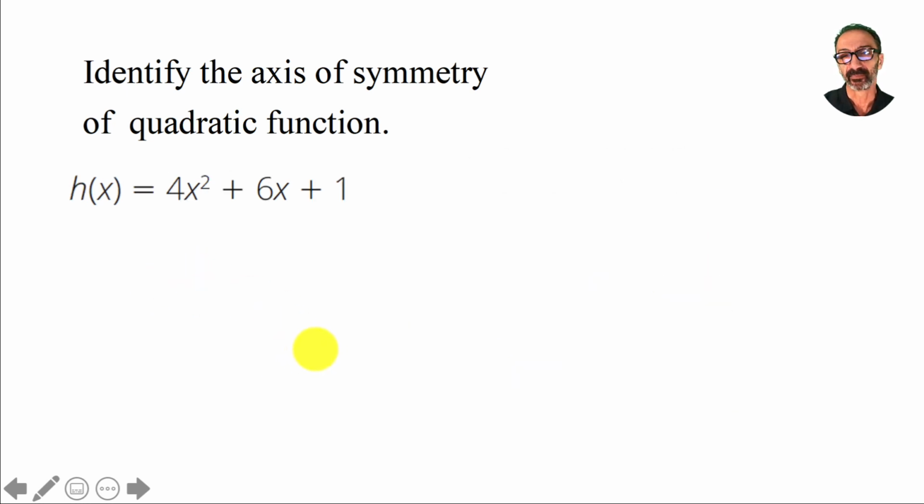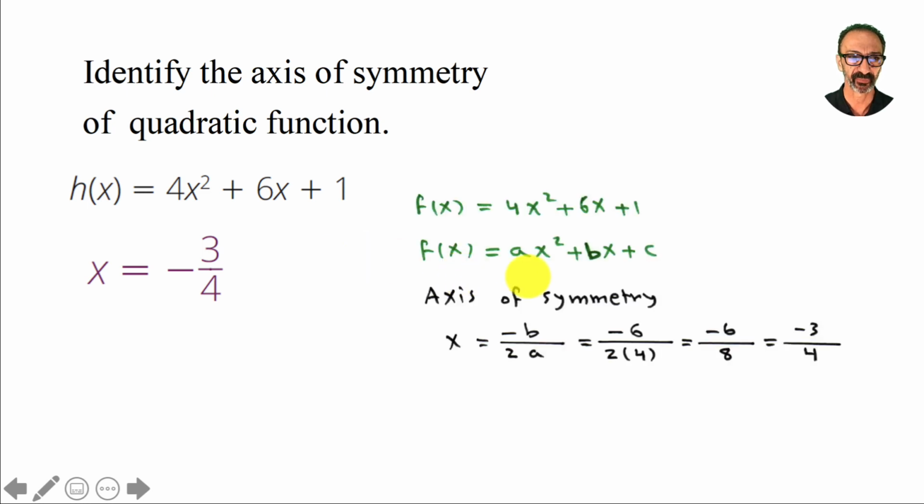This is a standard form, and they want the axis of symmetry. The answer is negative 3/4, and let's see how we get negative 3/4. The formula says the axis of symmetry will be minus b over twice a, minus 6 over twice 4. This is what I have. Minus 6 over 8, divide by 2, I get negative 3/4 to agree with this answer.